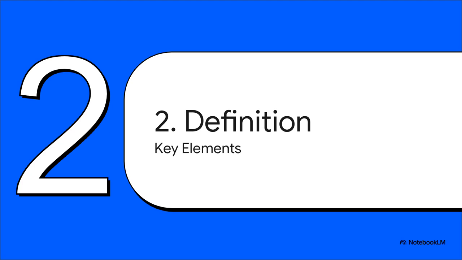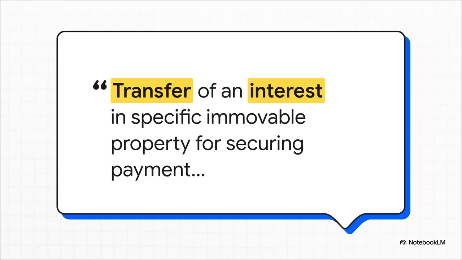Next, we have heading number 2. 2. Definition and key elements. Remember, do not club the definition and your key elements into a single messy paragraph. You must separate them for maximum academic clarity. Here is the exact statutory definition under Section 58. It reads, the transfer of an interest in specific immovable property for the purpose of securing payment of money advanced or to be advanced or performance of an obligation. My dear students, you must learn this by heart and memorize it completely verbatim. Put it in prominent quotation marks on your exam sheet. It is absolutely crucial because the entire legal concept anchors on this one sentence.